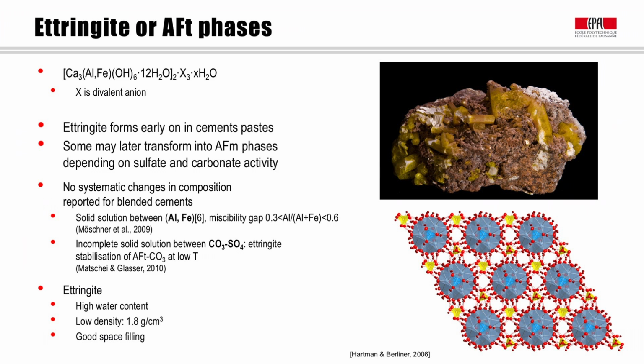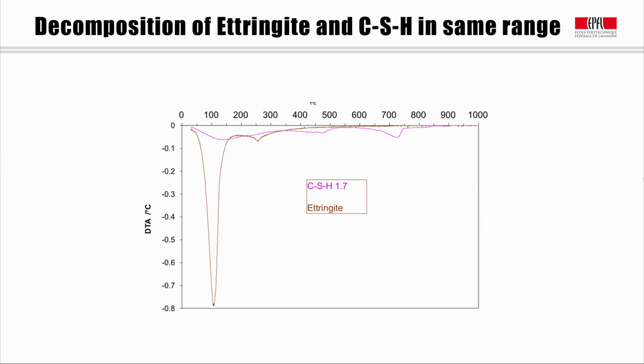Okay, and because it has low density, this means it fills up a lot of space. So in terms of filling space, it makes a very positive contribution to strength development and other properties. Now, in terms of stability, the thermal stability of ettringite is very, very similar to that of CSH. Here we see the thermal decomposition curves by DTA for ettringite and CSH, and we can see that the peak for the two is in a very, very similar position, at 120, 140, around that kind of temperature.